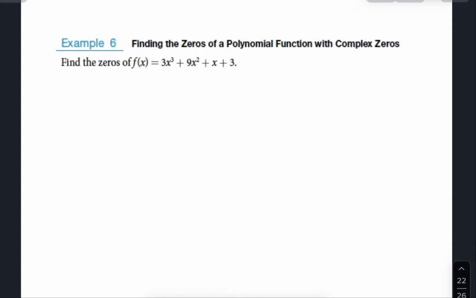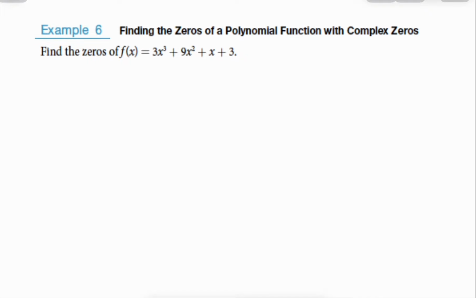So here it says find the zeros of the polynomial, and it happens to have complex zeros. So let's go ahead and take a look. Now, if we do our P over Q list, that would be plus or minus 3, plus or minus 1, and plus or minus 1/3. Those are the only possibilities of zeros that work out nicely.